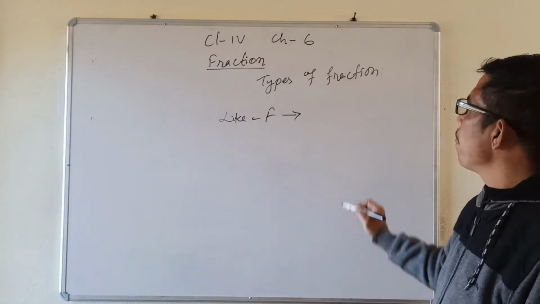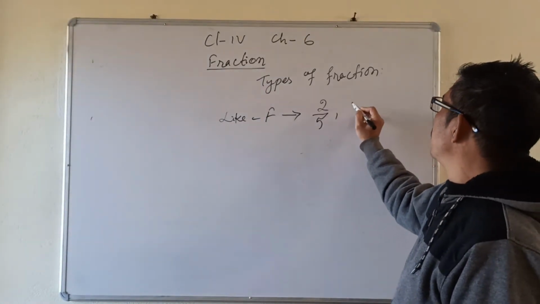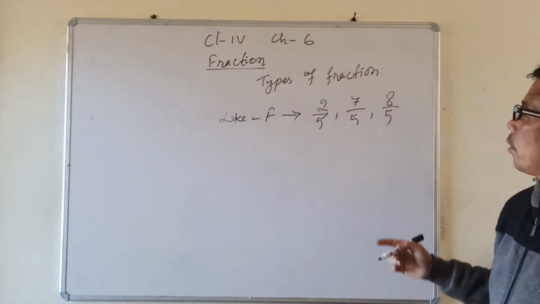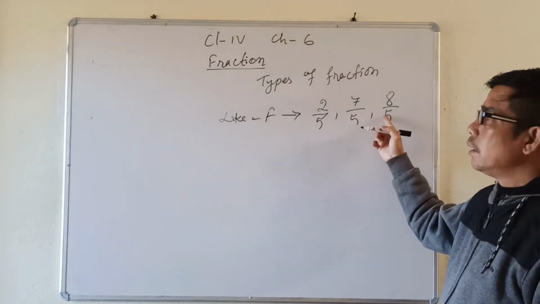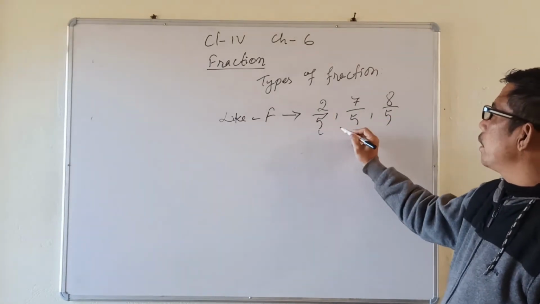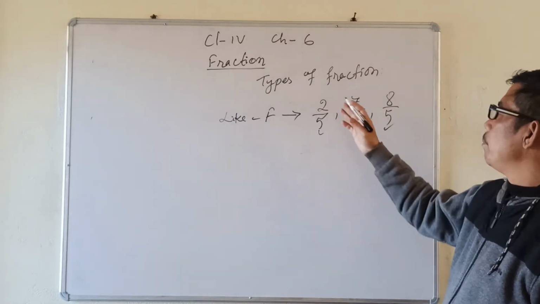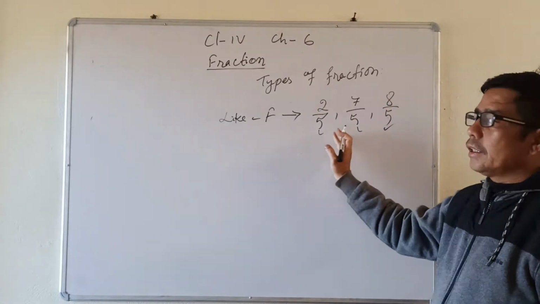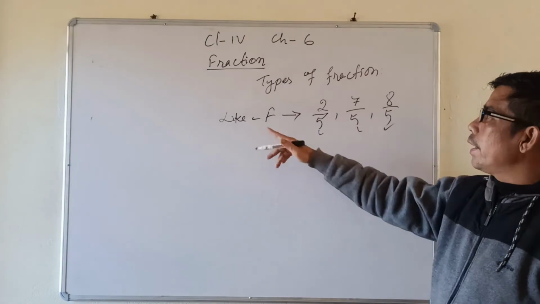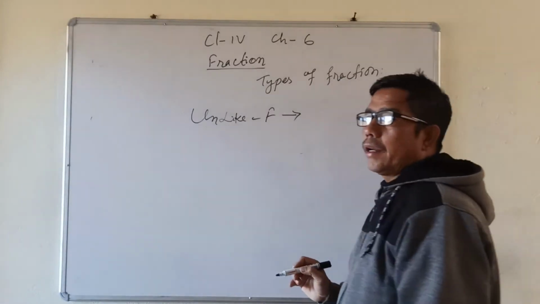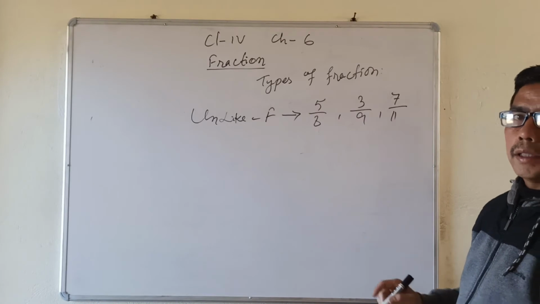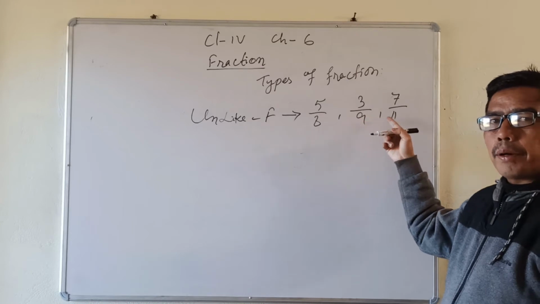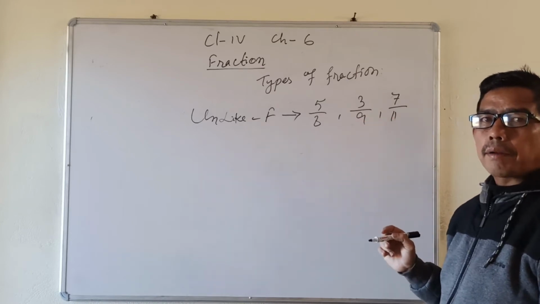Like fractions. Look at this group of fractions. In this group of fractions, the denominators are same. Maybe the numerators are different. No matter for that. If the denominators are same, then the group of fractions are known as like fractions. Then unlike fractions. In this group of fractions, the denominators are different. So such a group of fractions having different denominators are known as unlike fractions.